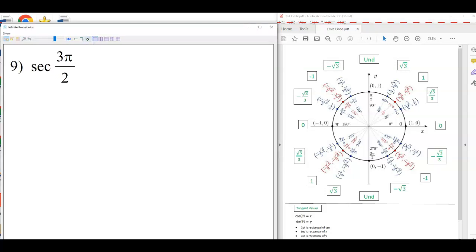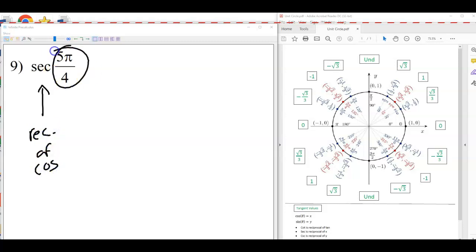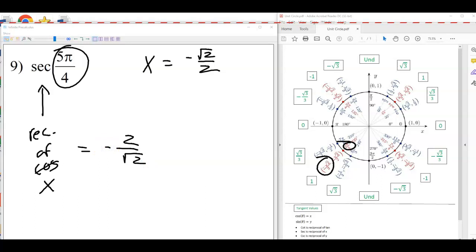Secant. I'm going to change this one. All right, so let's do secant. Now, secant is the reciprocal of x. So I want to find 5 pi over 4. There it is. So I want to find my x value, which is negative radical 2 over 2. So x is equal to negative radical 2 over 2. So the reciprocal of that is going to be 2 over radical 2 over 2. The negative stays. And so there's that answer.